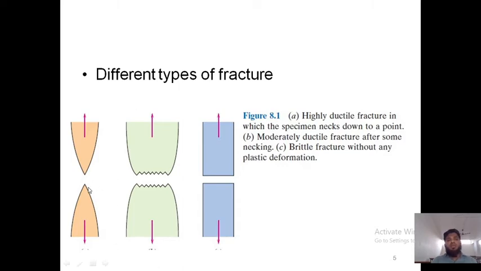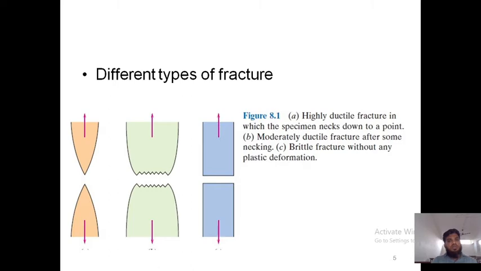So if the material is too ductile, highly ductile, it will try to stay attached to the material while the necking keeps on increasing, and at some point it will not be able to withstand the stresses. After this point it will break into two pieces. So this is plastic deformation.